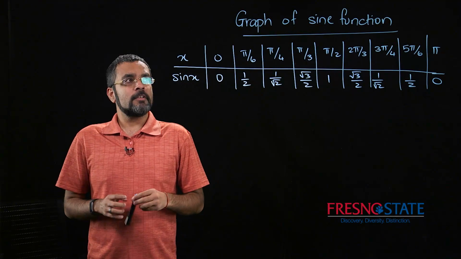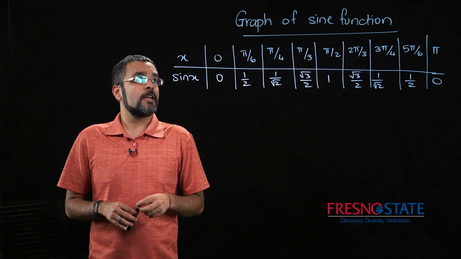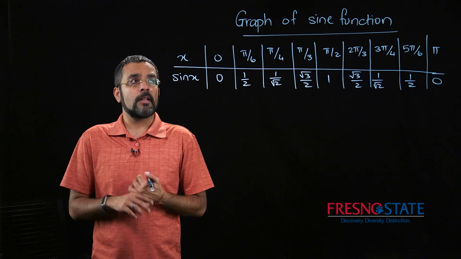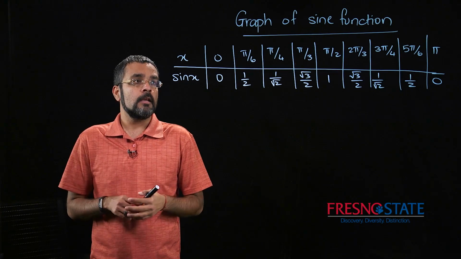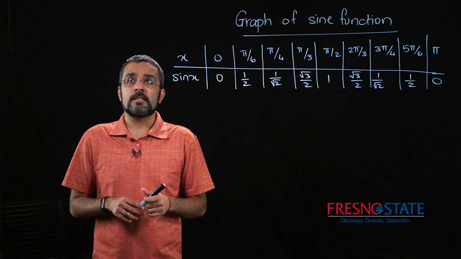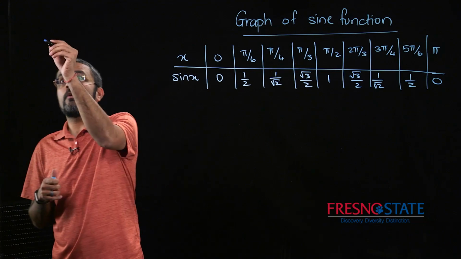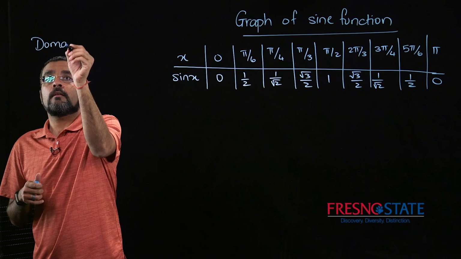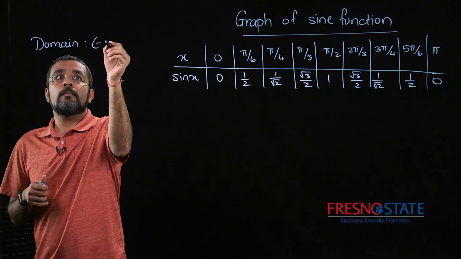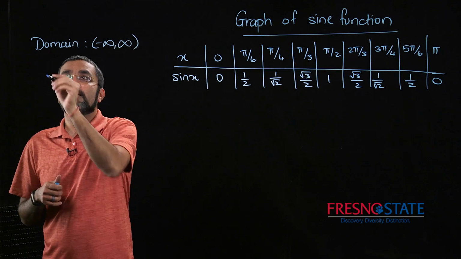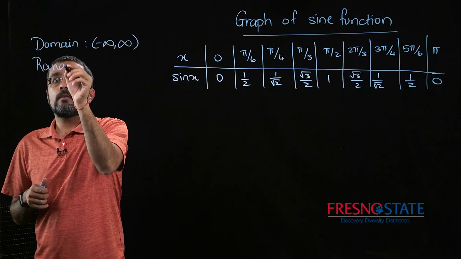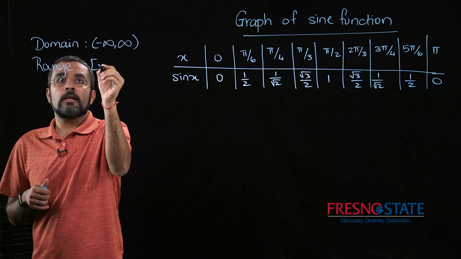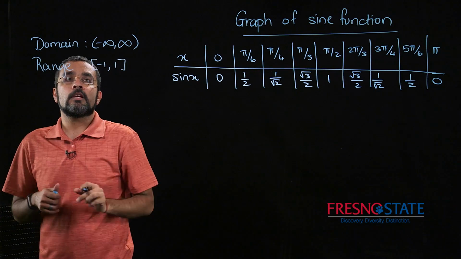Hey everyone, so previously we saw the properties of the sine and cosine functions, and if you remember, we looked at the domain, which is negative infinity to infinity. The range of the sine function is given by negative 1 to 1, right? So the domain is all real numbers, or negative infinity to infinity. The range, as we saw, is always going to be negative 1 to 1 with the endpoints included, right?